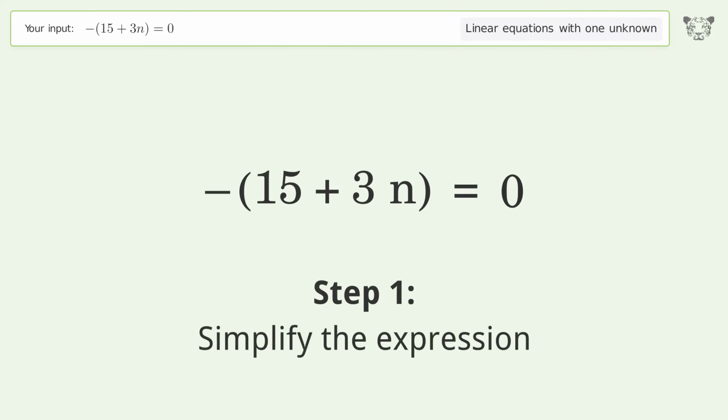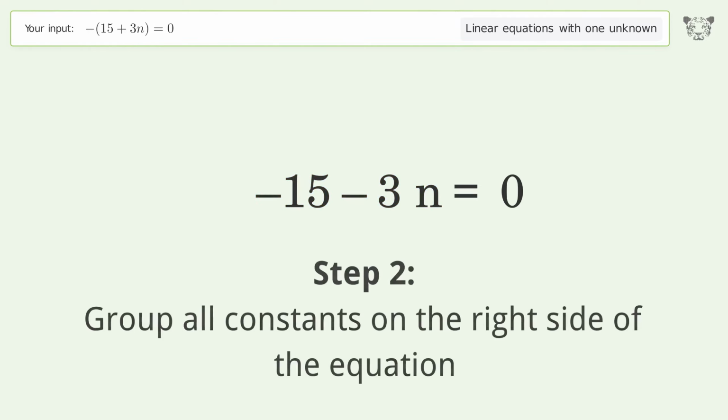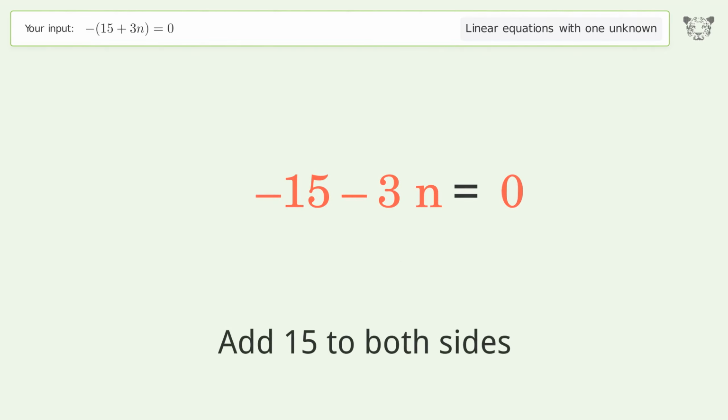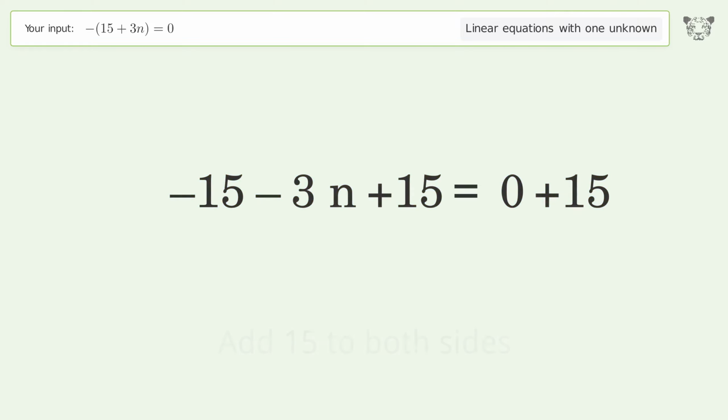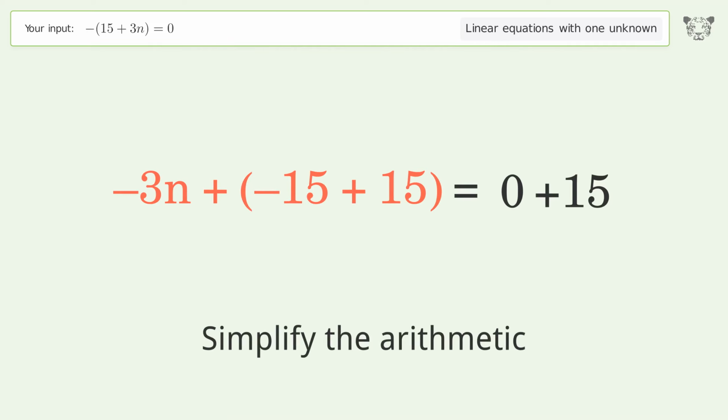Simplify the expression. Expand the parentheses. Group all constants on the right side of the equation. Add 15 to both sides. Group like terms. Simplify the arithmetic.